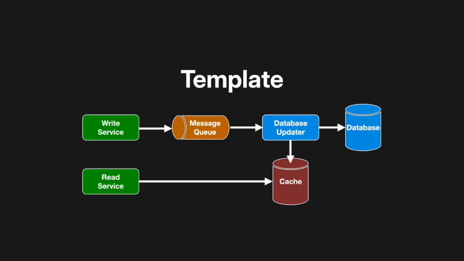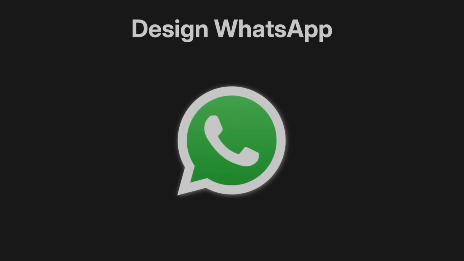Now that we've walked through designing a scalable system for a social media newsfeed, we have a good template for how to handle high volumes of reads and writes. We're going to use these same core ideas to answer this next popular interview question, which is to design a messaging system like WhatsApp. In a messaging system, users need to send and receive messages in real time.